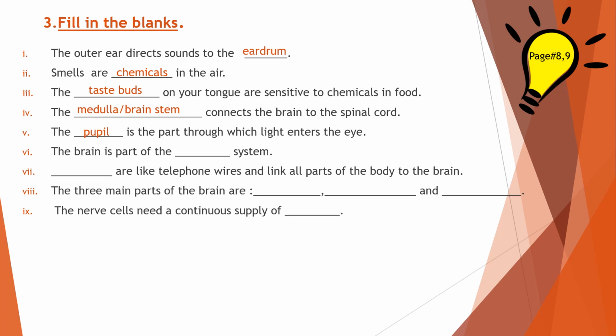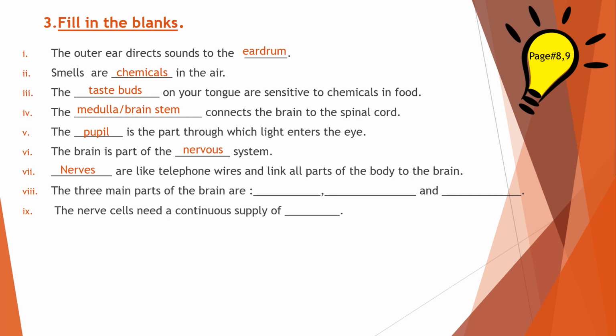The brain is the part of dash system. Which system does our brain make? That is nervous system. Dash are like telephone wires and link all parts of the body to the brain. Answer is nerves. Nerves are like telephone wires and link all parts of the body to the brain.